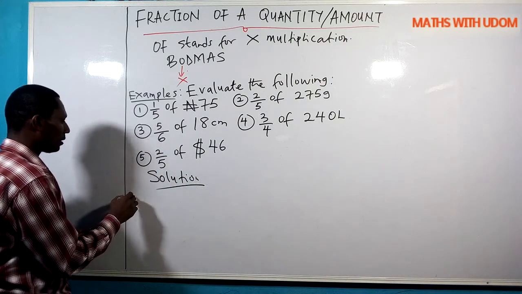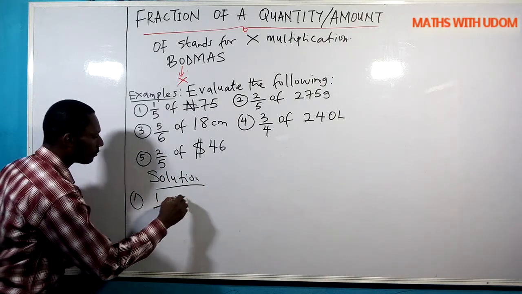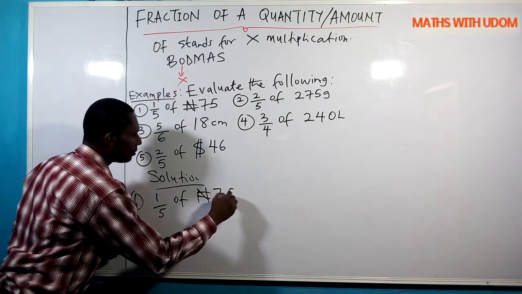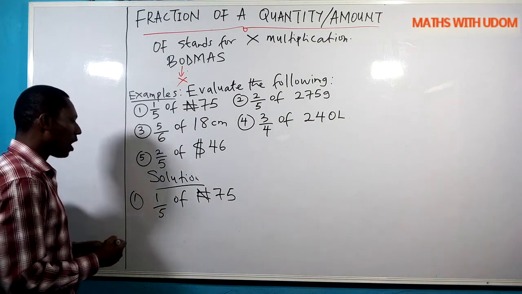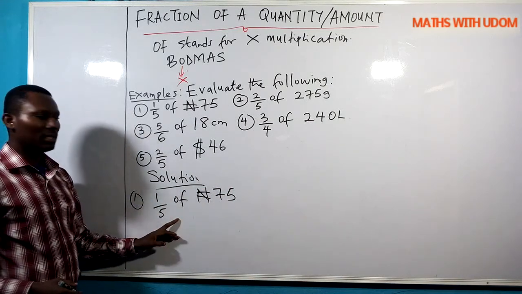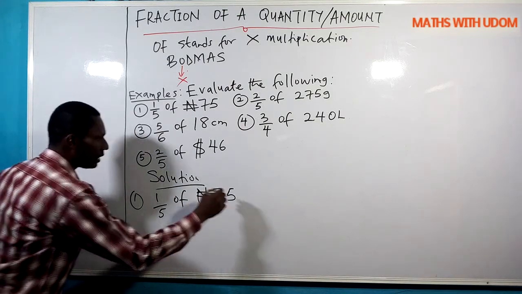How do we solve number 1? We have 1 divided by 5 of what? 75 naira. All we need to do is to change the "of" to what? Multiplication. And when you do that, you will get, let's do it here.